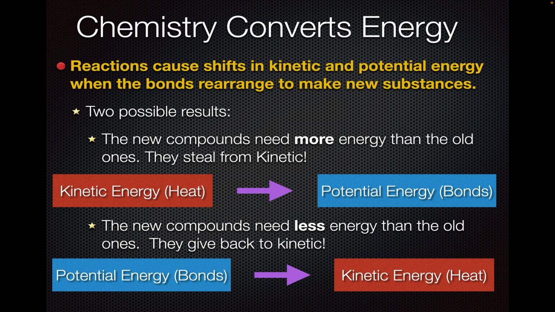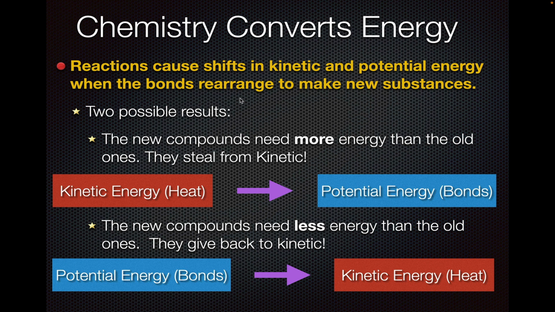Okay? As a result, chemistry converts energy. That's what chemists do with these different molecules, is we are able to convert it from being potential into kinetic and vice versa. So if you have a reaction that causes a shift in kinetic and potential energy, when bonds are rearranged and they make new substances, okay? So there's a rearrangement, which means there's two possible results.